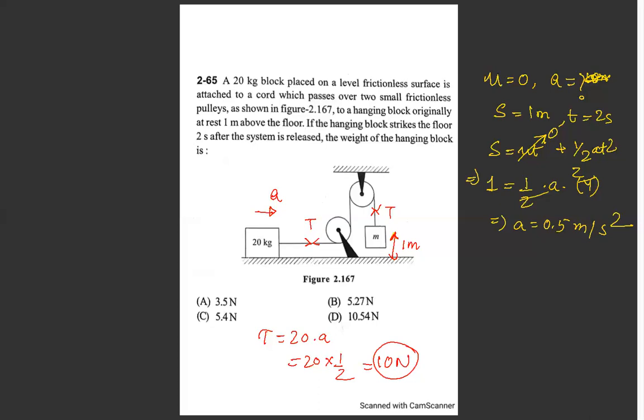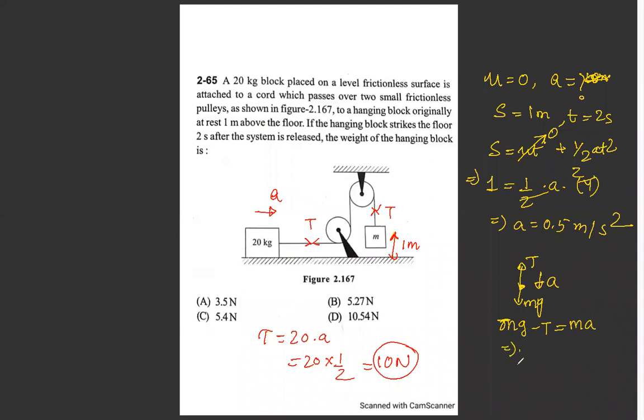Now that we have the value of tension equal to 10 Newton, draw the free body diagram of the small block M. We can show all the forces: mg here, tension in the upward direction, and acceleration here. So we can write mg minus T is equal to ma.